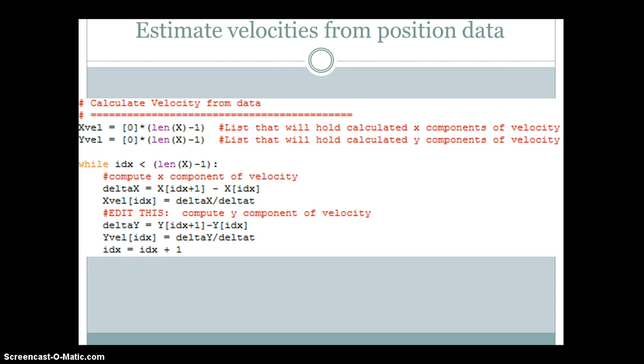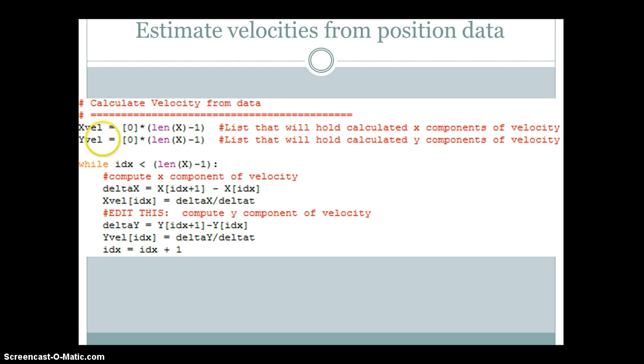So how is this done in our code? Well, here we estimate all the velocities we can from the position data. We create new lists to hold the x and y components of the estimated velocity. That's why our lists have one fewer entry than the number of position components. Then, using a while loop, we step through all the position data points using the index as the loop variable.